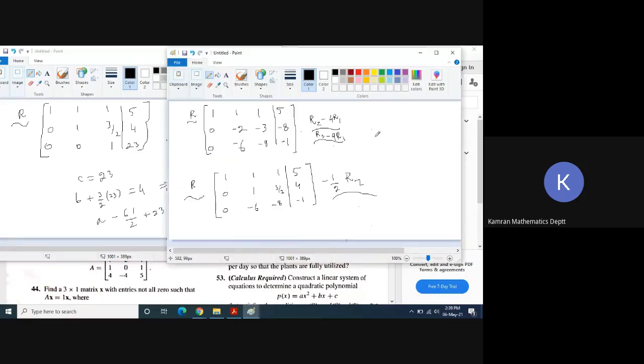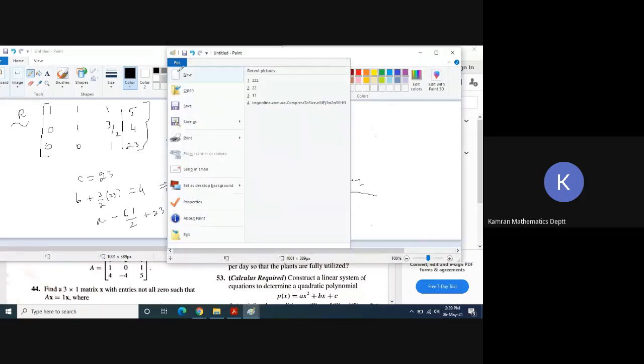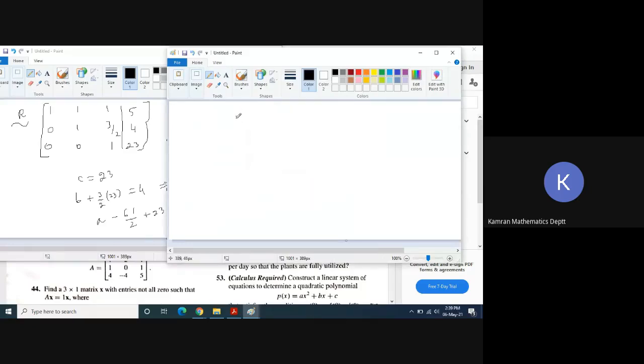So our required polynomial will be y is equal to A x squared plus B x plus C. A is 25 over 2, B is minus 61 by 2, and C is 23. This is the required polynomial. Okay.